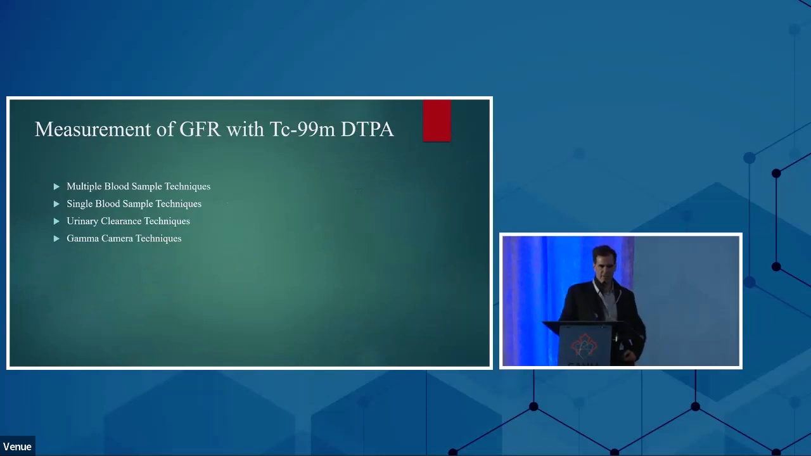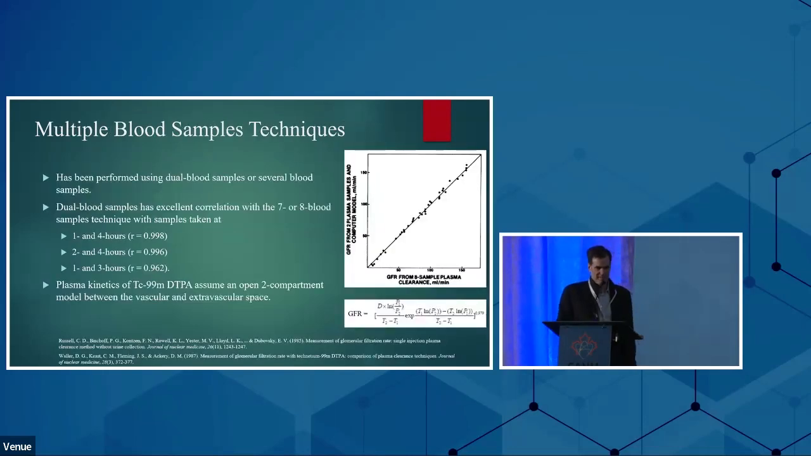So now let's talk about the measurement of GFR using DTPA. There are other glomerular agents that we use, but DTPA is by far the most common method. So I'm going to go over the multiple blood sample technique, single blood sample technique, urinary clearance, and gamma camera techniques. So let's start with the multiple blood sample technique.